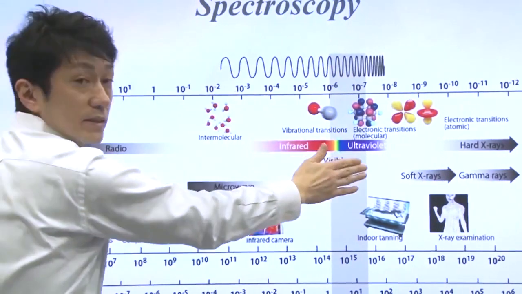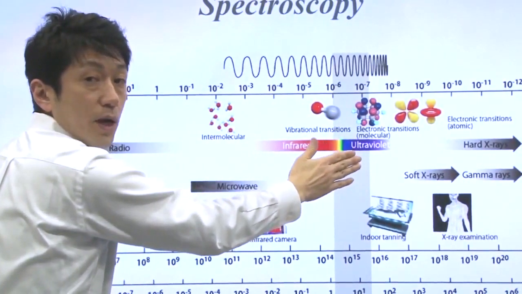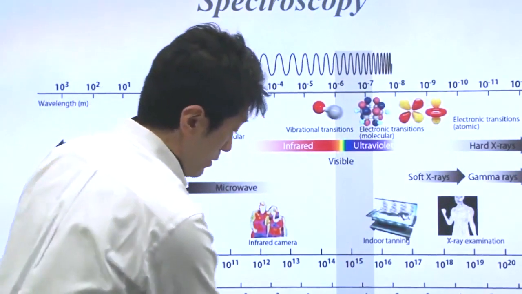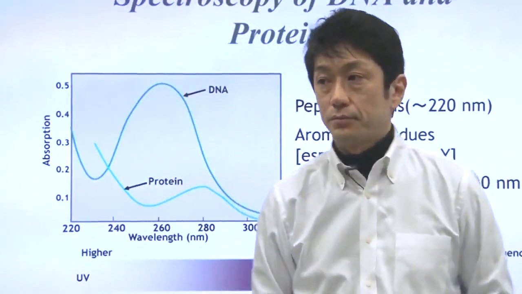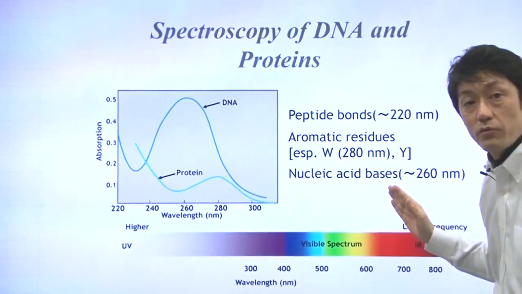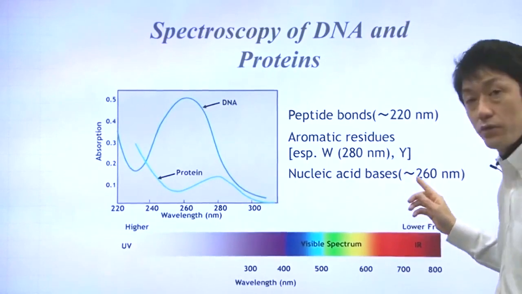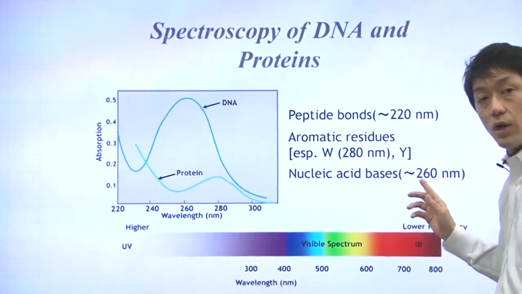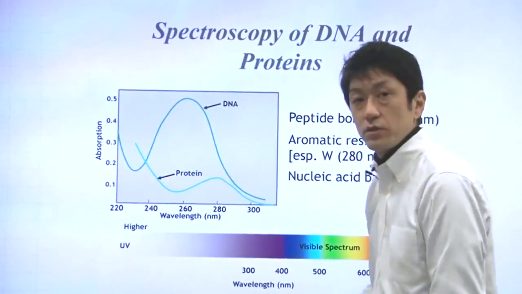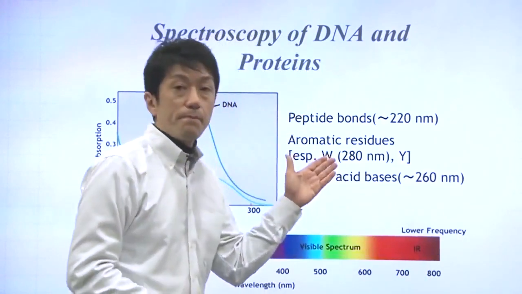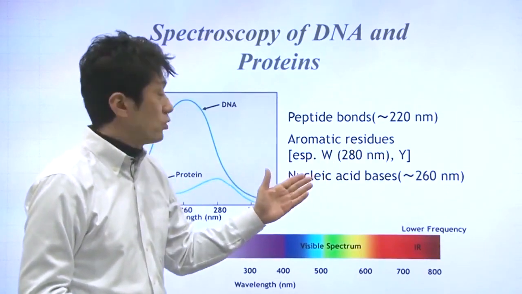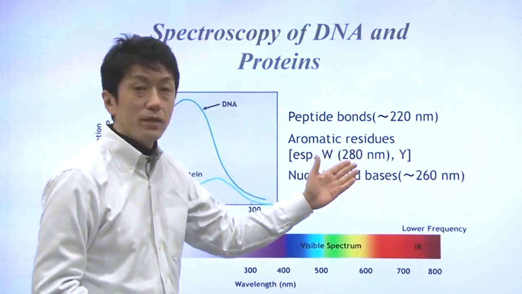And ultraviolet light is absorbed by many chemicals and useful for chemical characterization. For example, DNA bases absorb ultraviolet light, or UV light, around 260 nanometers, while peptide bonds absorb UV around 220 nanometers. Aromatic residues, tyrosine and tryptophan, absorb UV around 280 nanometers.